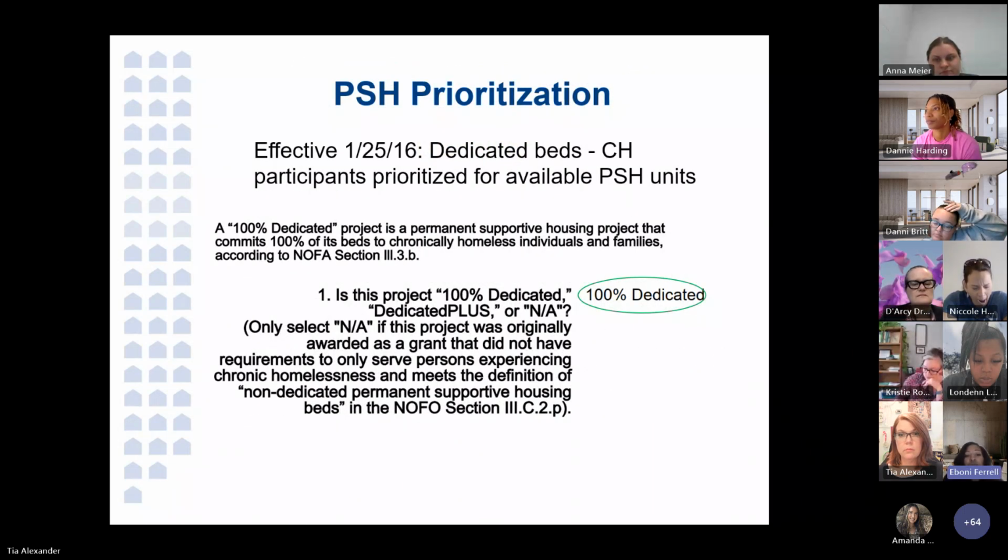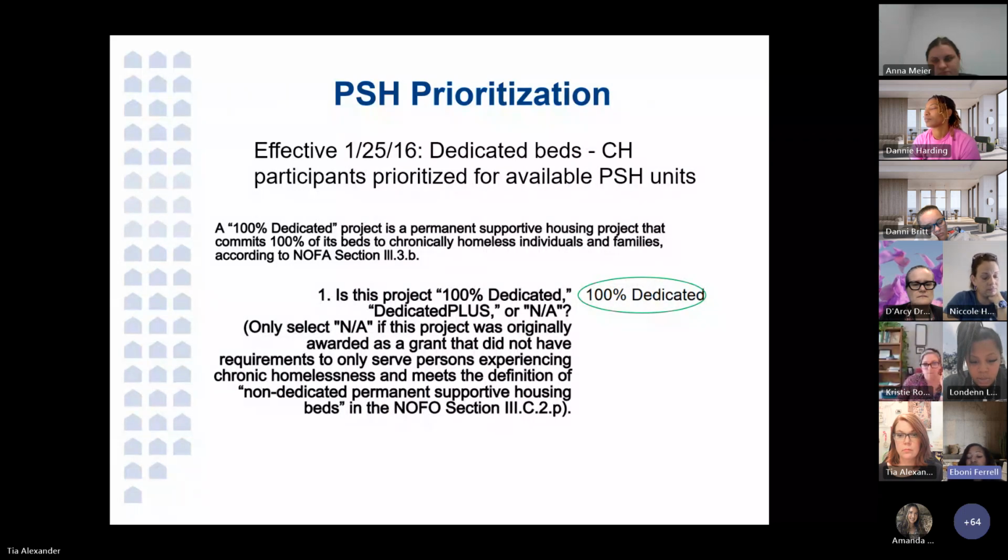So now that we've covered the chronic homelessness definition and HUD's documentation requirements, let's now look at how things work in our CLC. Since the final rule was published in 2016, all permanent supportive housing projects have chronically homeless dedicated beds, meaning that coordinated entry prioritizes chronically homeless individuals and households for available permanent supportive housing units.